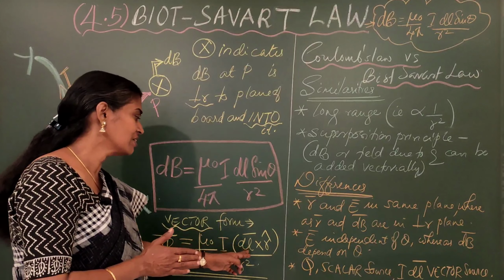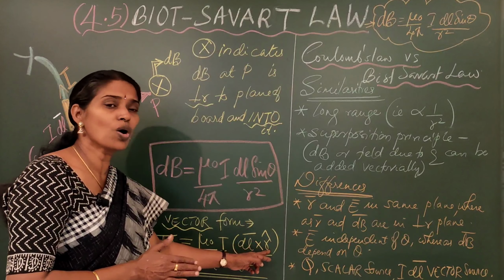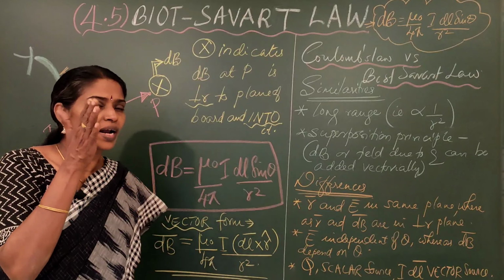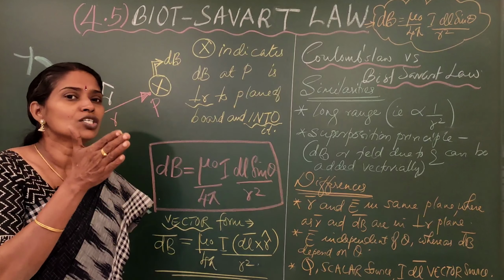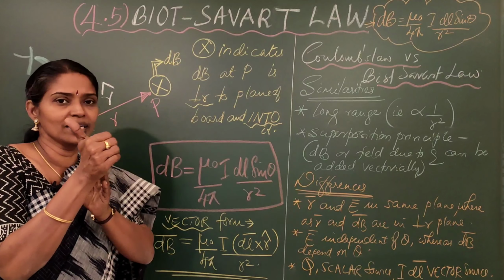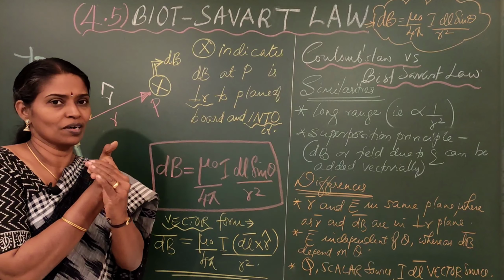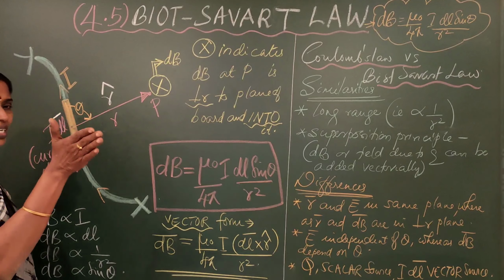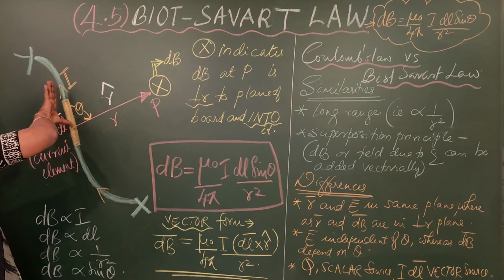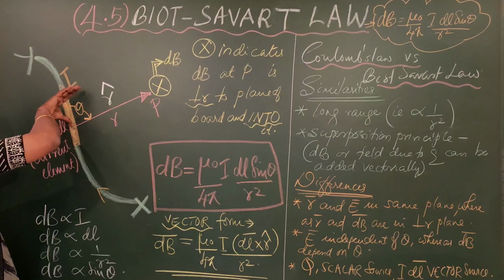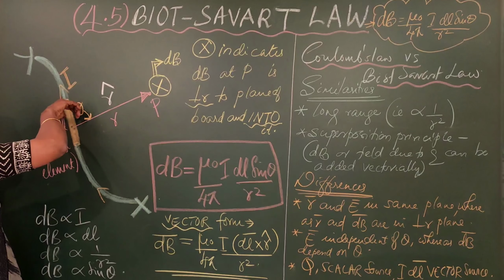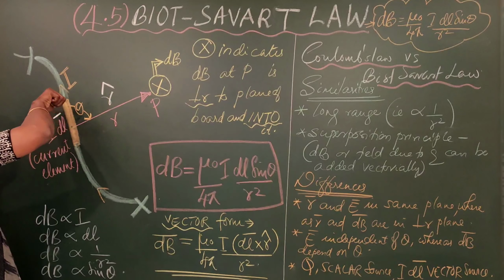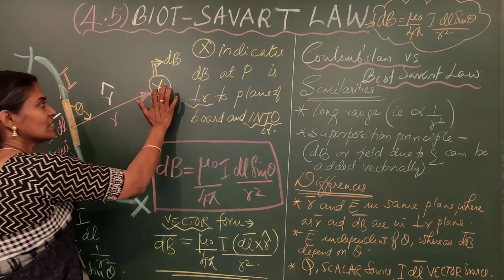So you have to curl from dl to r cap. Curl your right hand from dl to r cap, and I can only curl in this manner. This is not possible, so take this. I take my right hand and curl. This is my dl, curling, curling, it goes like this, and I curl in this manner so that the thumb goes well into the plane of the board.